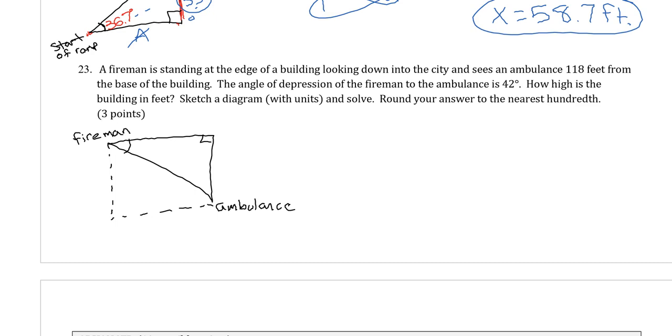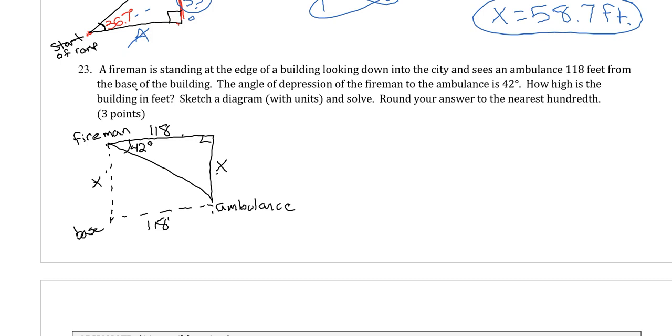The ambulance is 118 feet from the base of the building. So if the fireman's at the top of the building, the base of the building is here. Okay. So the ambulance is 118 feet from the base. So ambulance to base, this is 118. Remember, these are equal, so this is also 118. The angle of depression is 42 degrees. How high is the building? Well, the base of the building to where the fireman is standing is my x. So this is also x, right? It's a nice, lovely rectangle with equal sides there.